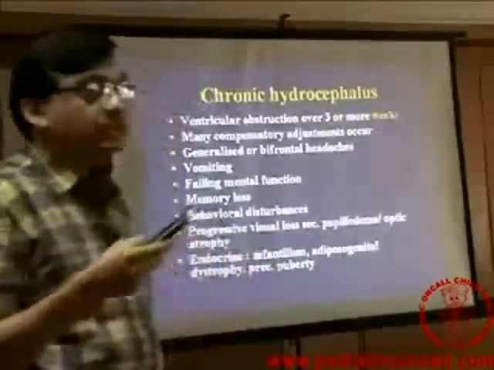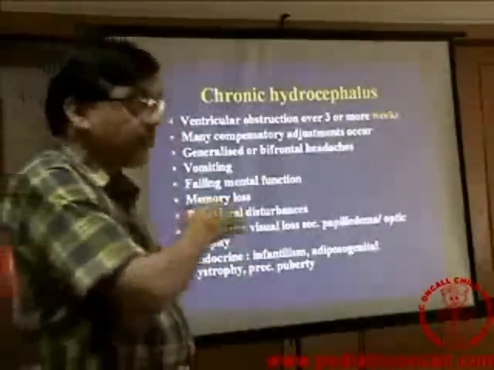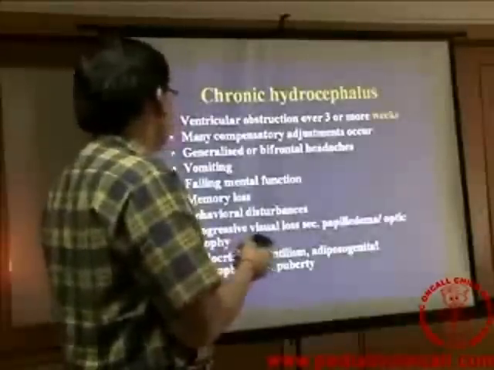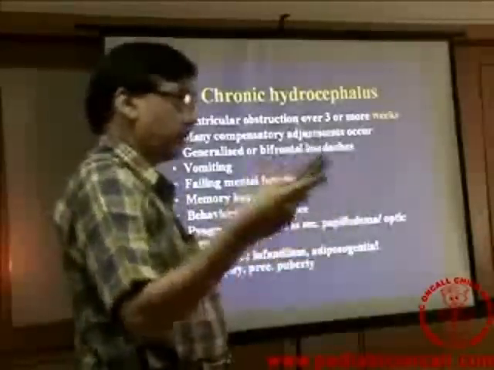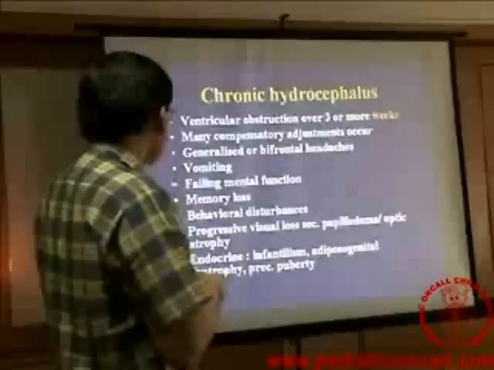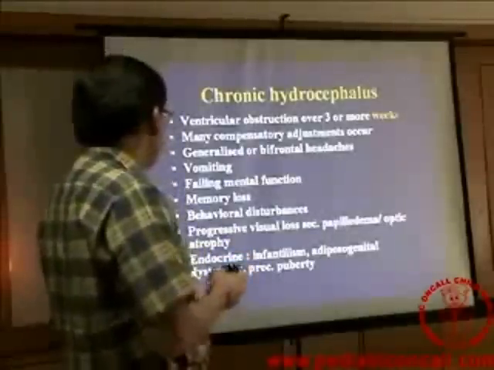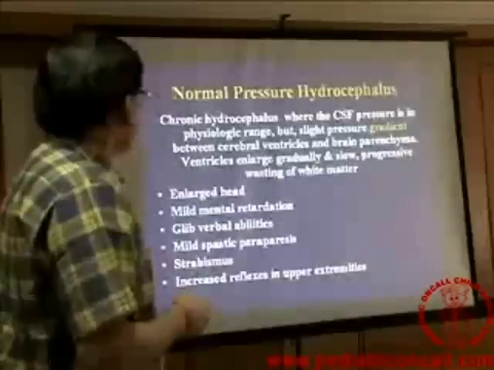In chronic, we are talking about 3 or more weeks, so it's a very gradual process. There may be compensatory adjustments since it is occurring over 3 weeks or more. Vague symptoms, vomiting, failing mental function, memory loss, etc.